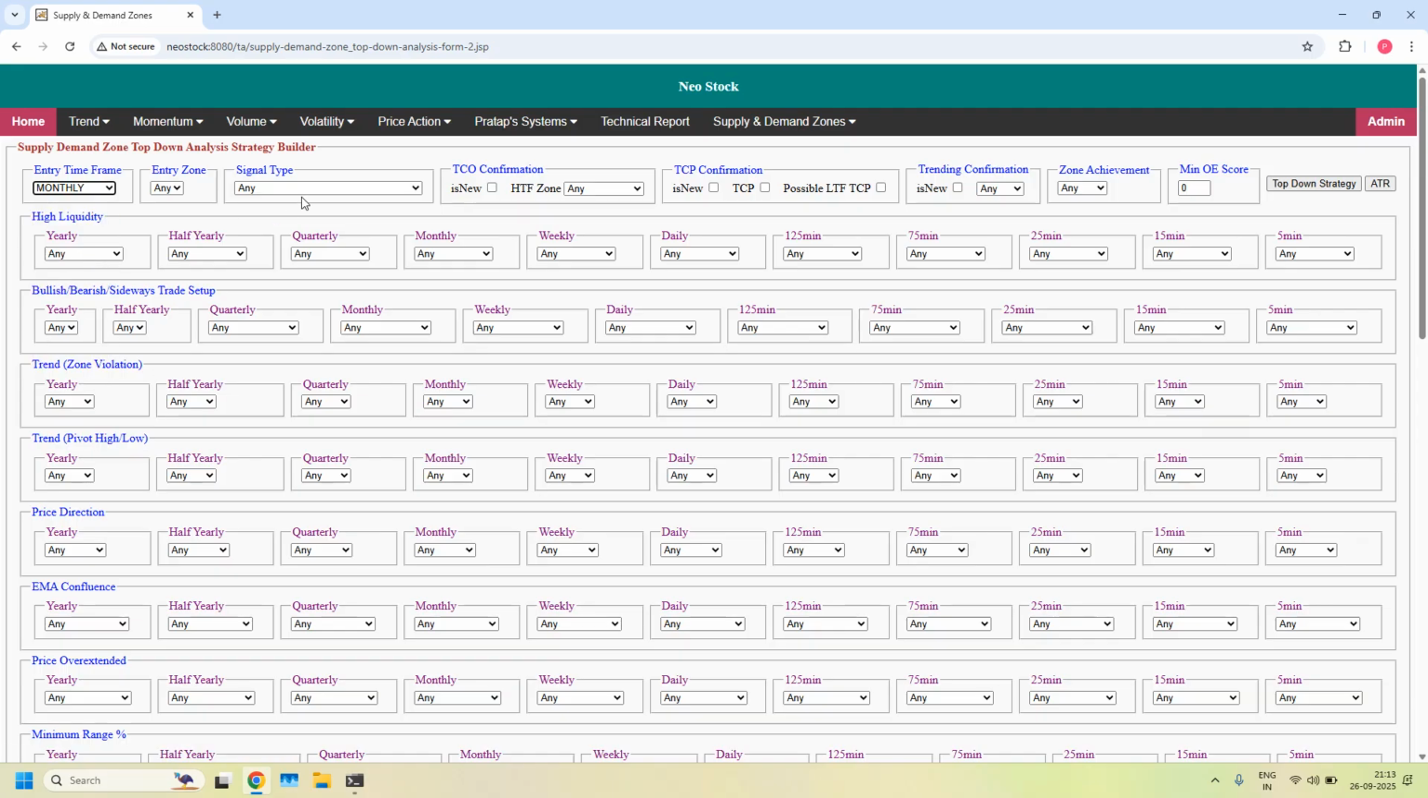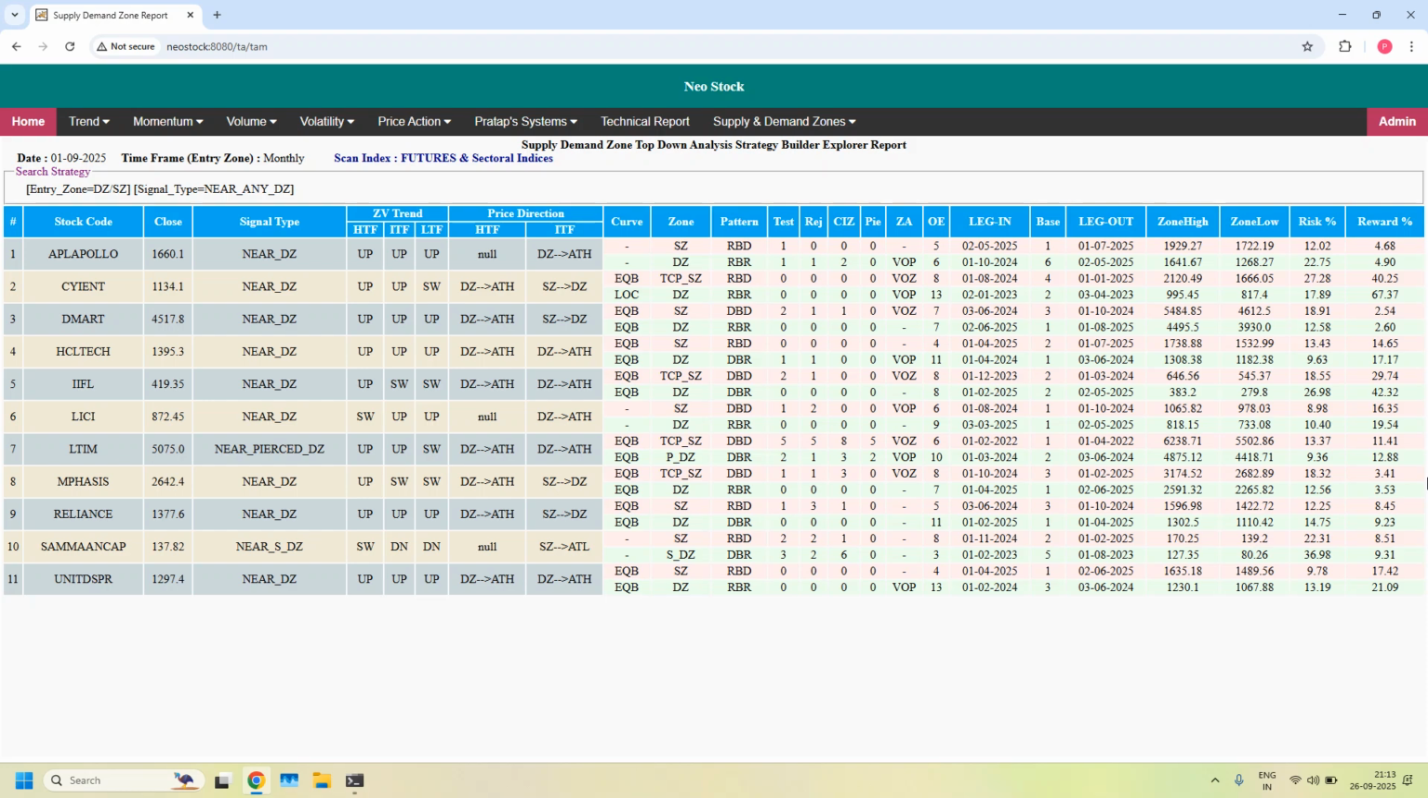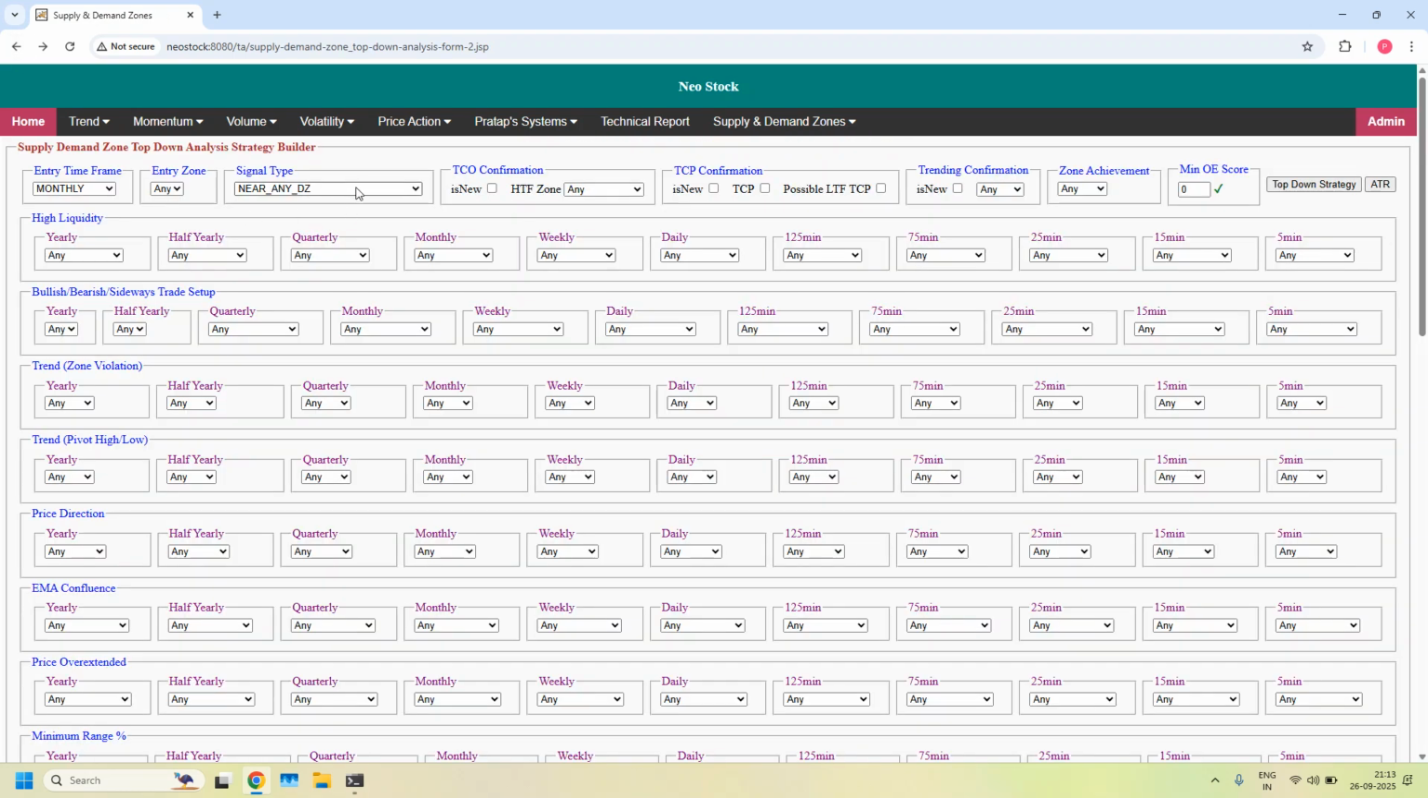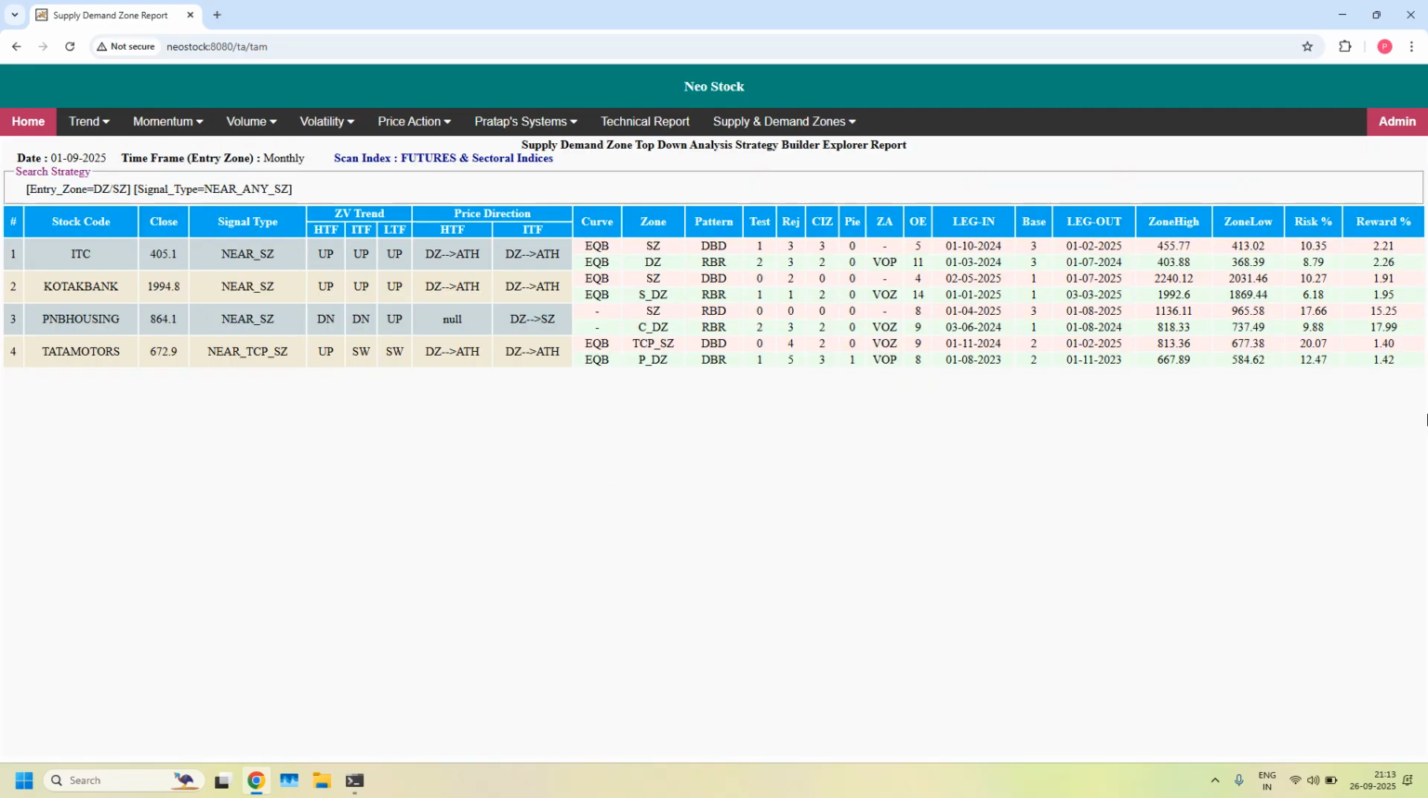Monthly time frame, stocks near the monthly demand zone. We got 11 stocks. Next, stocks near the monthly supply zone. We got 4 stocks.